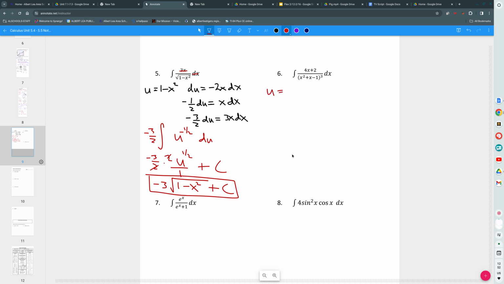All right, number 6. What do you want u to be equal to? X squared plus x minus 1. What is du? I don't have a 2x plus 1 dx.